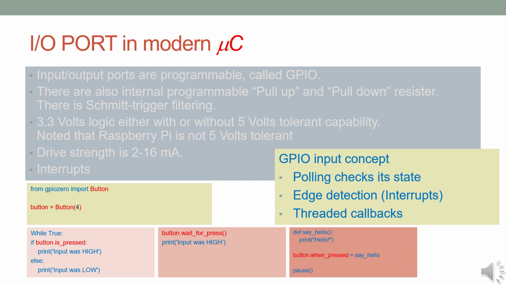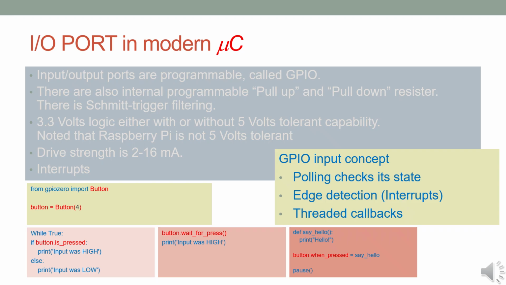In this code, we define a function say_hello that simply prints hello. We assign this function to button.when_pressed. Now, whenever the button is pressed, the Raspberry Pi interrupts the main program and calls the say_hello function. This is an event-driven approach. It runs on a background thread, allowing the rest of the program to continue without delay. It's much more efficient than polling and is ideal for applications where timely response is needed.